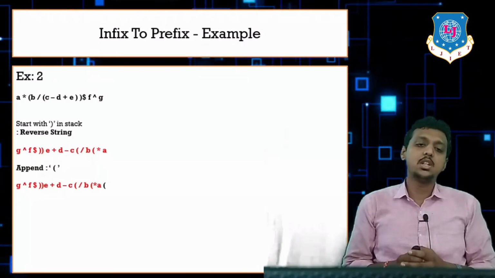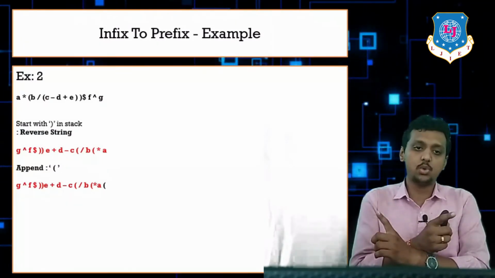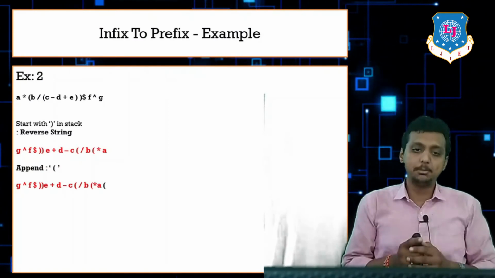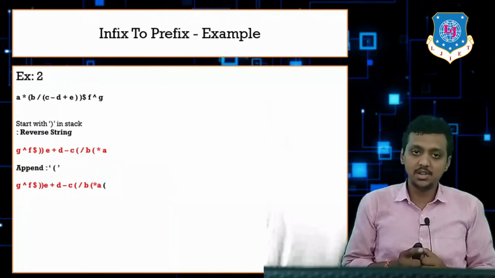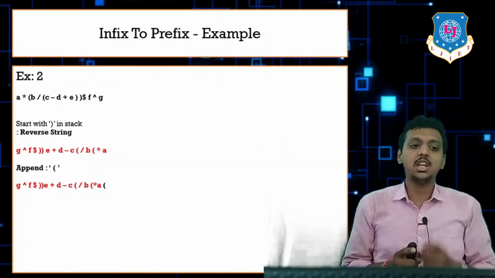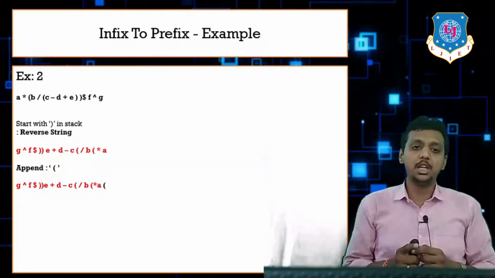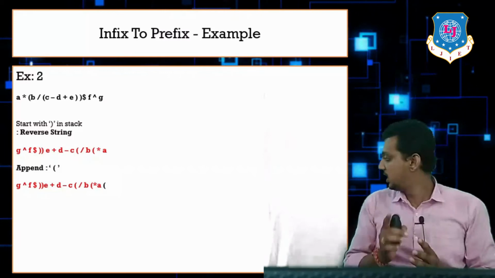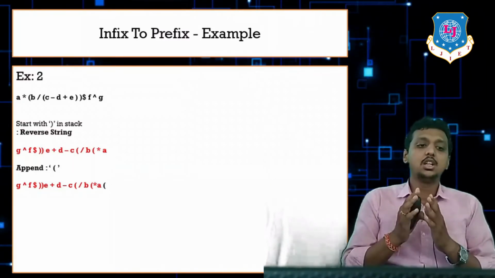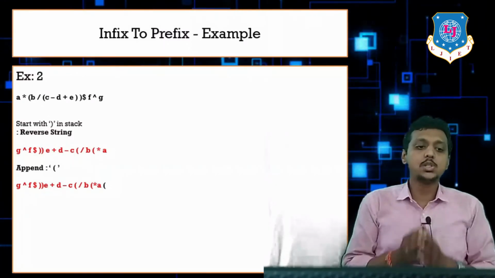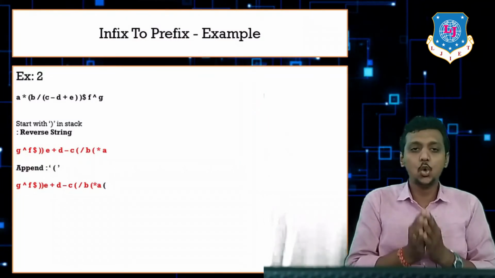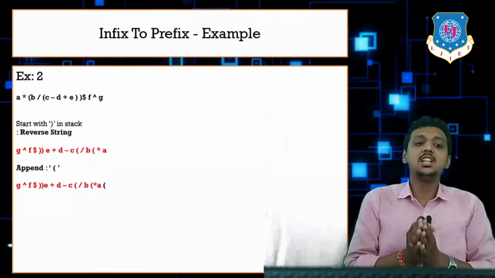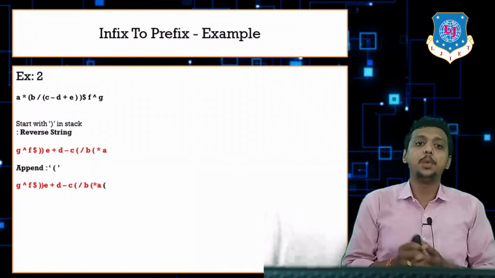What I need to do, students, is first reverse the whole infix string and then append the opening bracket over there. So I have already reversed my string. My reversed string after appending the opening bracket is: G caret F, then dollar, closing, E plus D minus C, opening, division, B, opening, star, A, opening.